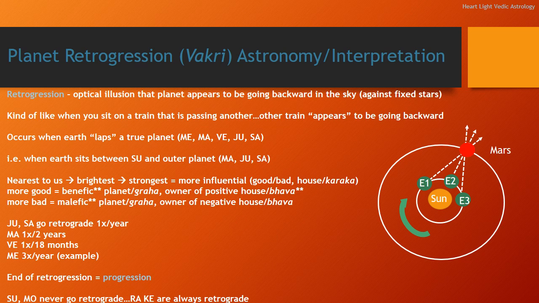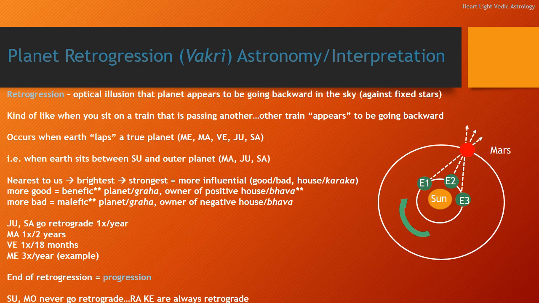If you look at the diagram here, in the center you have the Sun, and around the Sun you have three green spheres on a white loop. That's E1, E2, and E3, referring to Earth position 1, position 2, and position 3. And the outer bright red little circle there is Mars. The green curved arrow is the directionality here.